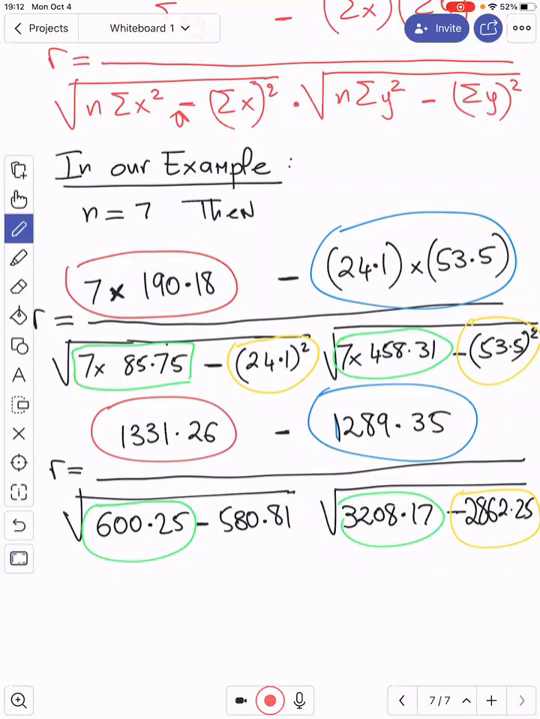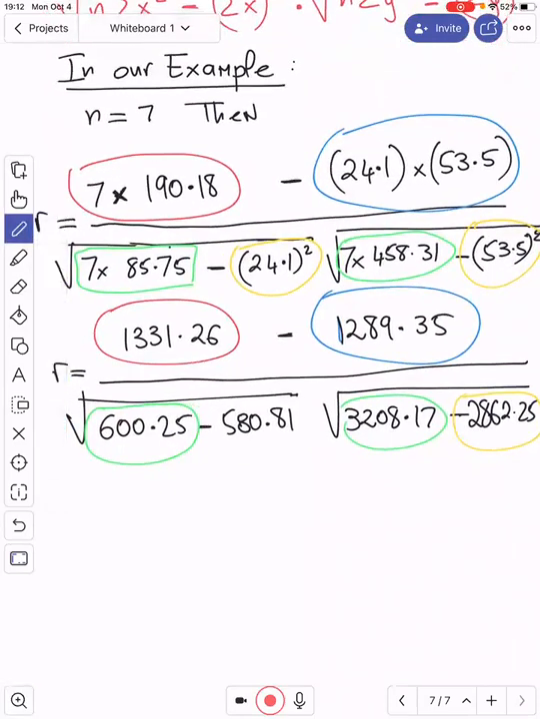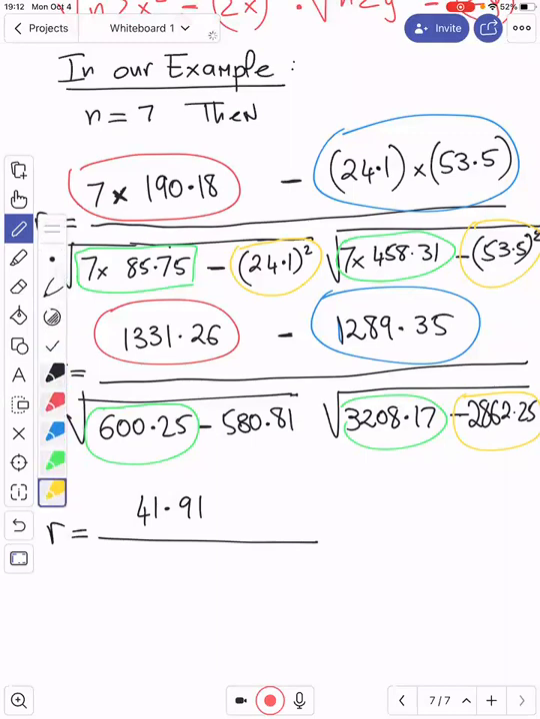Okay, so let's finish the top. We are almost done. So for R, the top is 1331.26 minus the 1289.35. So the top would be 41.91, okay? In the bottom, guys, the denominator, just be careful.